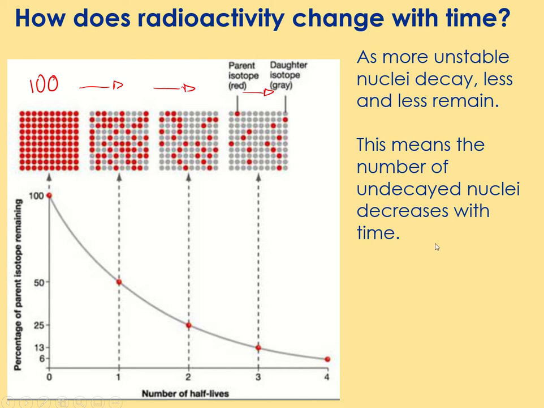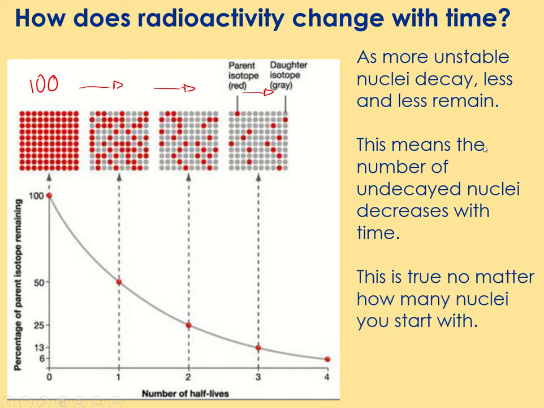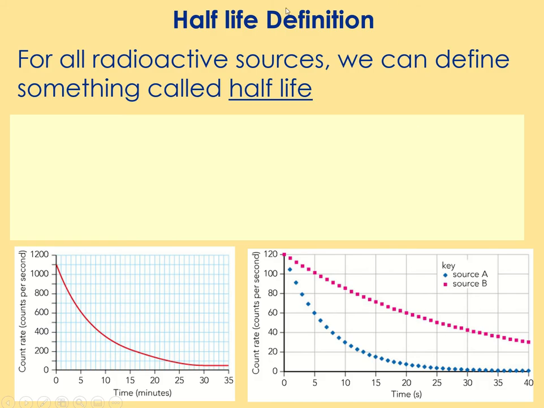It doesn't matter how many nuclei you start with, you will always find that the number that are left will decrease with time. Okay, so I could have started with 50. I could have started here instead of there, and I would still find that the number of red ones that are left would decrease with time. So when it comes to our half-life definition, this is a 2-mark answer.